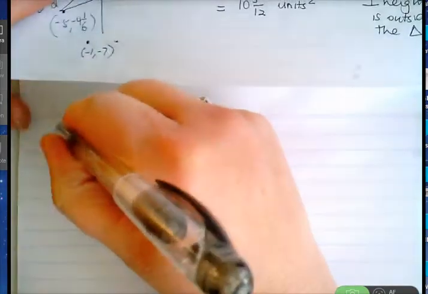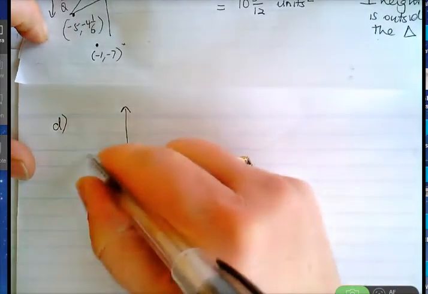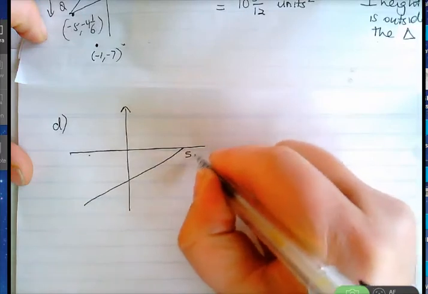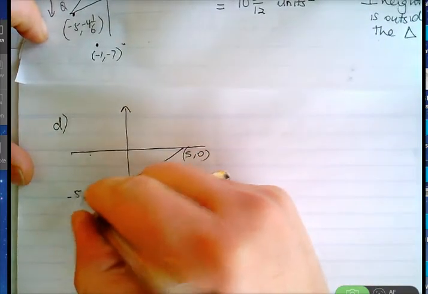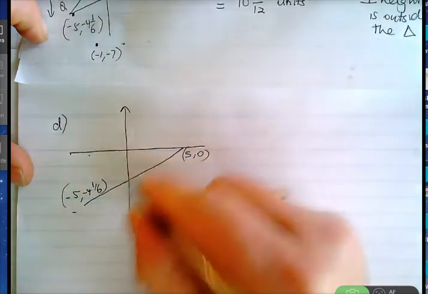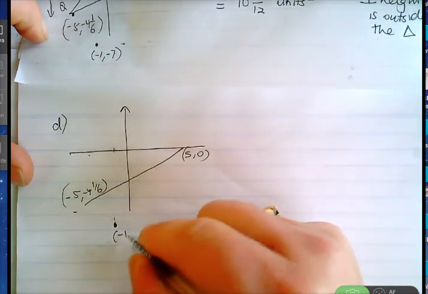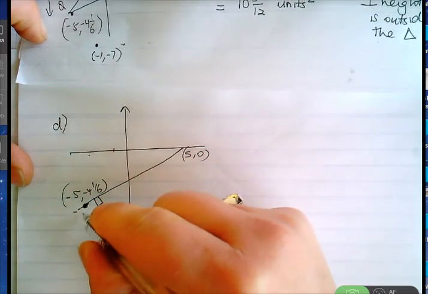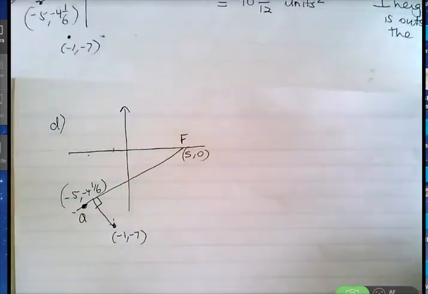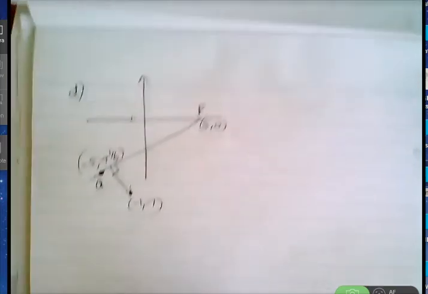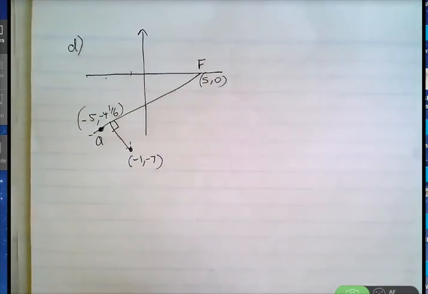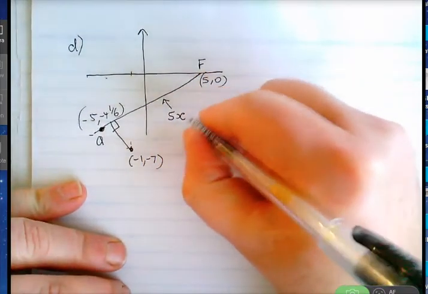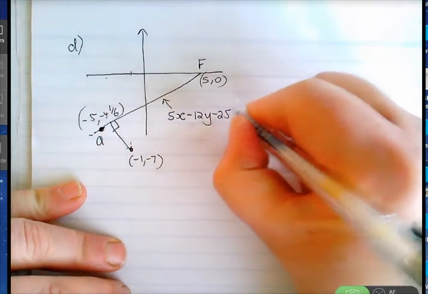So part D, wait a sec, the chord goes like this. The chord goes 5, 0 down to -5, -4 and 1/6. We want the distance of -1, -7 to the chord. That would be the perpendicular distance, yes? All right, do you know what we're doing, girls? Find the perpendicular distance of the point -1, -7 to the chord. What's the equation of the chord? The equation of the chord is 5x minus 12y minus 25 equals 0.